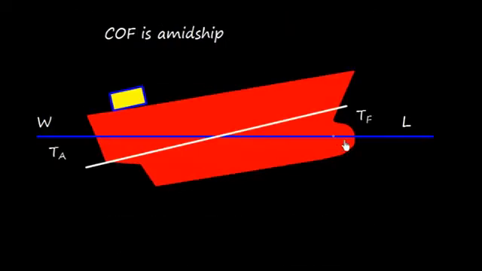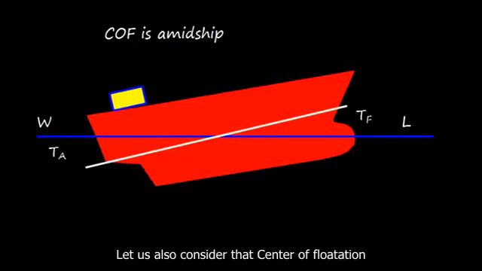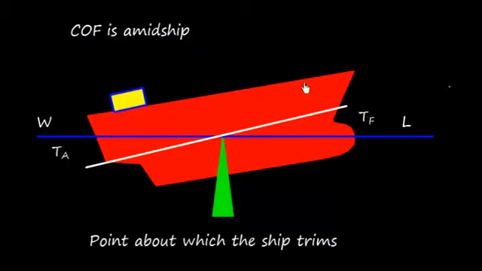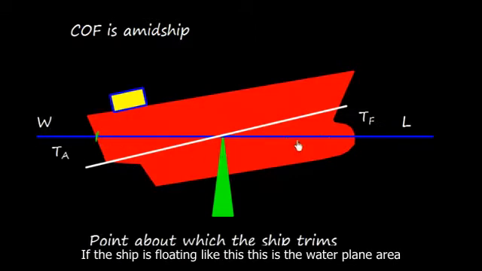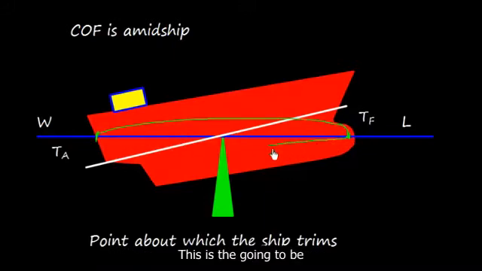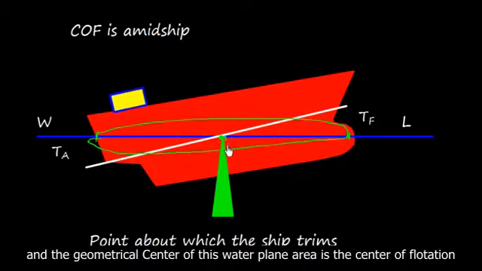Now let us also consider that the center of flotation is amidship. The center of flotation is the point about which the ship trims. Well, this is the geometrical center of a water plane area. Let me mark this water plane area. If the ship is floating like this, this is going to be the water plane area, and the geometrical center of this water plane area is the center of flotation.